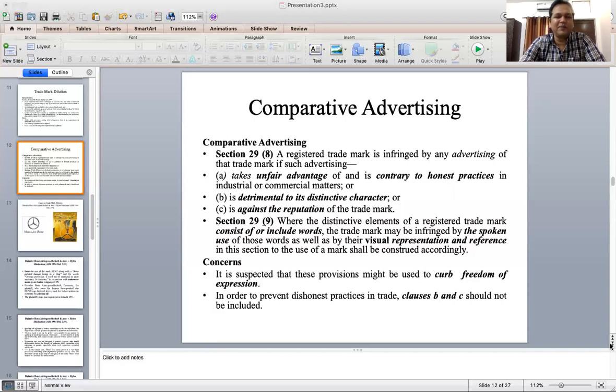And some people say that the first clause is enough to curb unfair practices as relates to comparative advertising. So there is no need for B and C, that is, that it is detrimental to distinctive character or that it is against the reputation of the trademark. So these are the usual concerns which are being made. I hope that you can grasp what we are discussing. Now we are jumping into some cases.